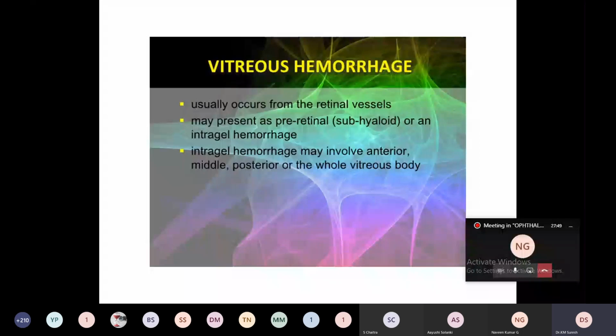Vitreous hemorrhage is another condition. It usually occurs from the retinal vessels and it may be present as pre-retinal. You must know that pre-retinal hemorrhage is subhyaloid hemorrhage or an intraocular hemorrhage. Intraocular hemorrhage may involve anterior, middle, posterior or whole of the vitreous body.